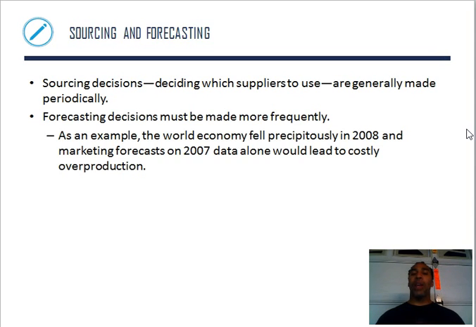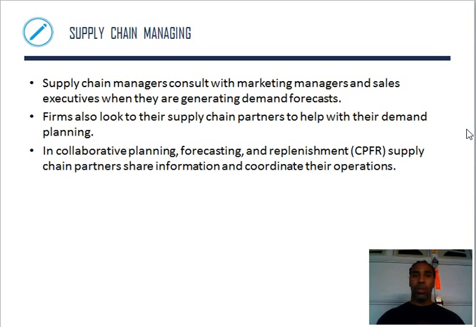As an example, the world economy fell precipitously in 2008, and market forecasts on 2007 data alone will lead to costly overproduction. So you have to remember, if I'm only looking back a year, maybe that doesn't tell me exactly what is going to occur this year. Maybe I need to take a 5-year view and make my decision from there, because maybe something happened in 2015 that definitely wouldn't happen in 2016. Could be weather patterns that came out of nowhere and destroyed the oranges in Florida or something like that.